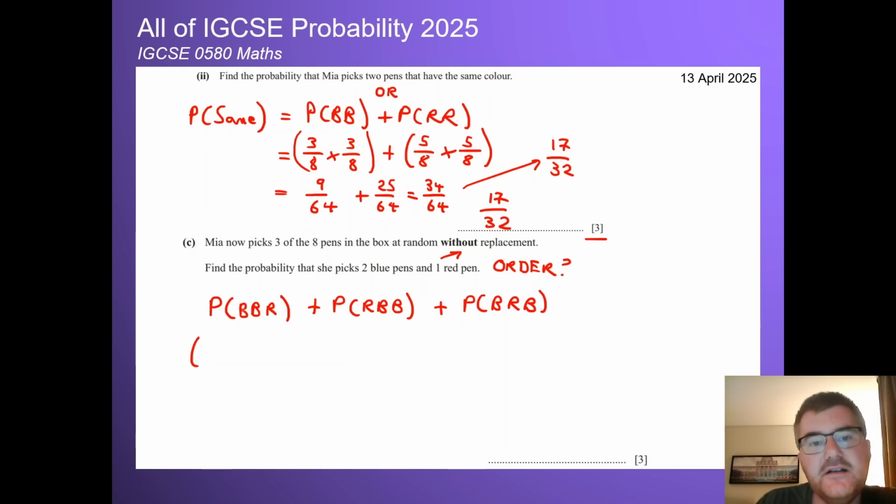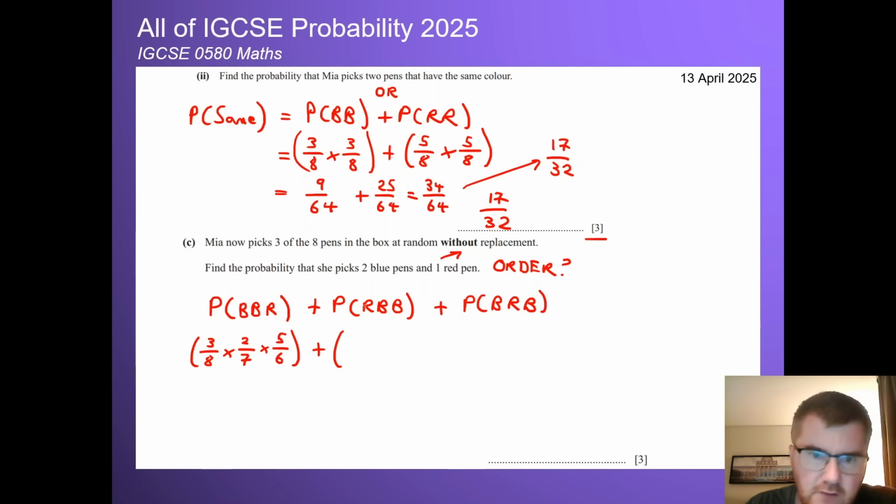So the probability of blue, blue, red. So we start with blue is 3. So 3 out of 8. Then we do another blue, so that's going to be 2 out of 7. And then we do red. Now, red hasn't changed in the entire problem, so there's still going to be 5 red here out of 6 remaining pens.